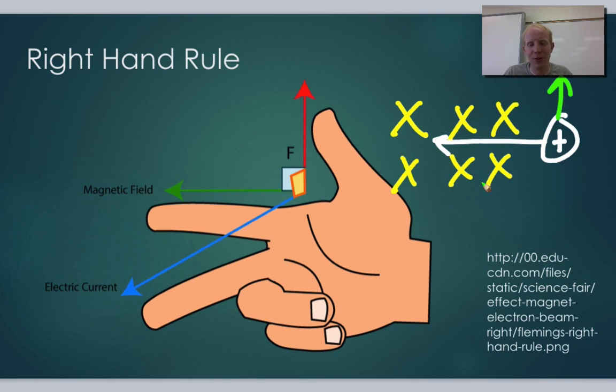Be careful with this when you're doing it, especially if the electric current goes up. Don't want to flip anyone off or anything like that. So just be careful how you're doing it. But that's the right-hand rule.